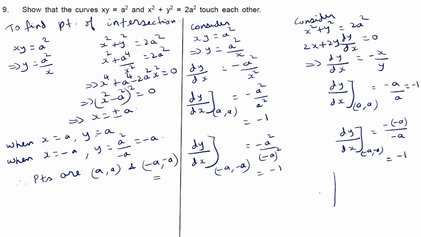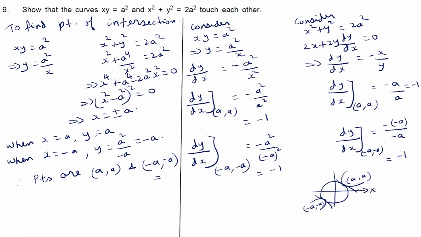Or if we draw it in the form of a diagram, this is the equation of a circle and this is the equation of a hyperbola. So here this is the circle and here we have the hyperbola. Here this point is a comma a, and this point is minus a comma minus a. So here there is one common tangent, and here there is one common tangent. So this is the reason why these two curves touch each other.